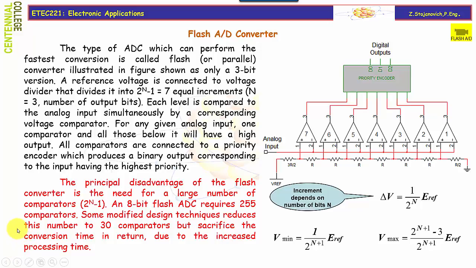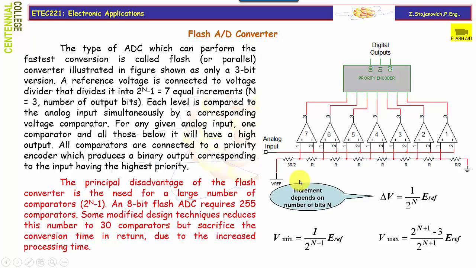Each level is compared to the analog input simultaneously by a corresponding voltage comparator. So as you can see, the analog input is connected to each of those comparators. And this huge voltage divider will set up reference voltages for comparison for the first, second, third, fourth, fifth, sixth, and in this case, seventh comparator. For any given analog input, one comparator and all those below it will have a high output.